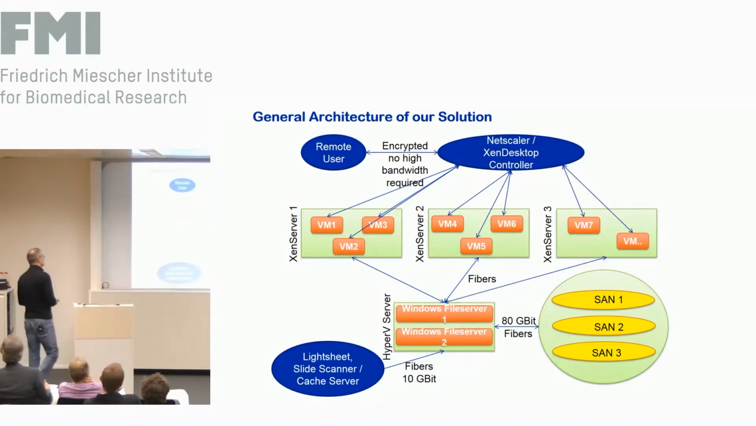That's the layout. An example is here, light sheet. So basically we've seen that before. You generate a lot of data in a short time. You have a cache server, similar to what Dean was saying. And the data is transferred automatically to the file servers, which are hosted in the central computing department. A relatively fast transfer here.